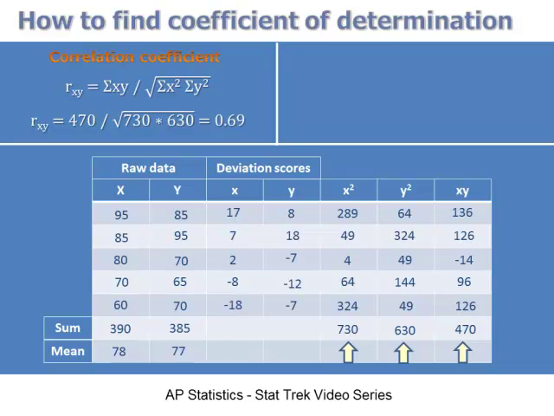The correlation between x and y is equal to 470 divided by the square root of 730 times 630, which is 0.69. Then the coefficient of determination is equal to the square of the correlation coefficient, which is 0.69 squared, or about 0.48. A coefficient of determination equal to 0.48 indicates that about 48% of the variation in the dependent variable can be explained by the independent variable. This is much greater than 0, which suggests that our regression equation will provide useful predictions.